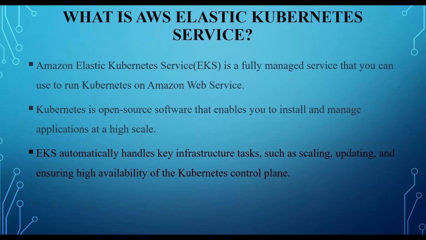What is AWS Elastic Kubernetes Service? It's a fully managed service that you can use to run Kubernetes on Amazon Web Services. EKS is a fully managed service. It helps to run Kubernetes in AWS. And Kubernetes is open source software that enables you to install and manage applications at high scale. So it's open source, we can easily use it.